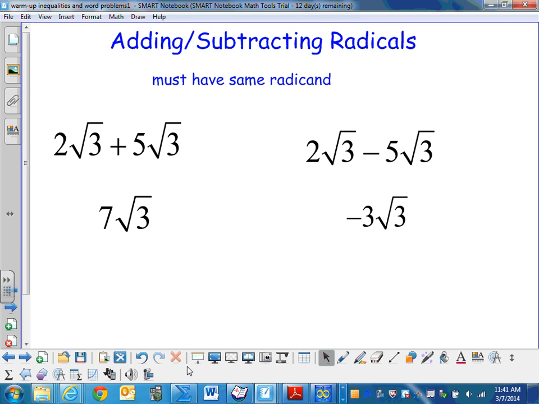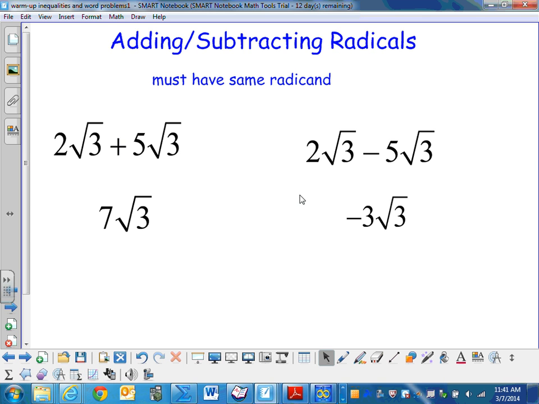Adding and subtracting radicals. When we add and subtract radicals, they must have the same radicand, which is the number under the radical symbol. So the first example, 2 square roots of 3 plus 5 square roots of 3. We can add these together because they have the same radicand, and we would get 7 square roots of 3.